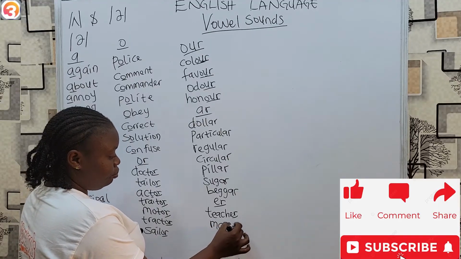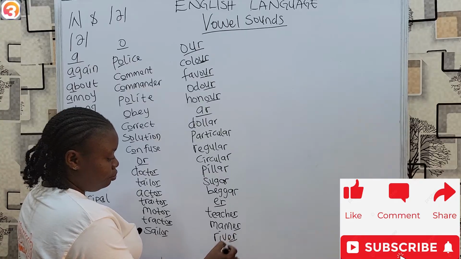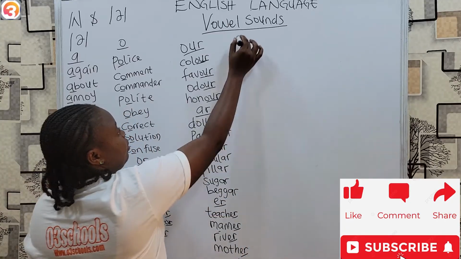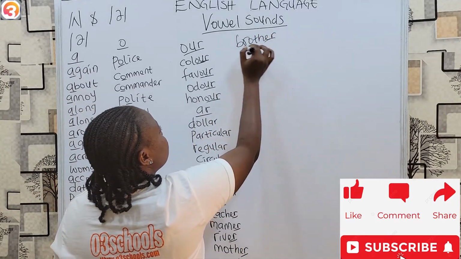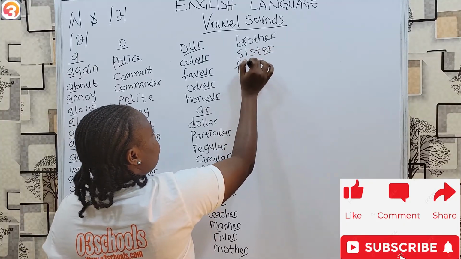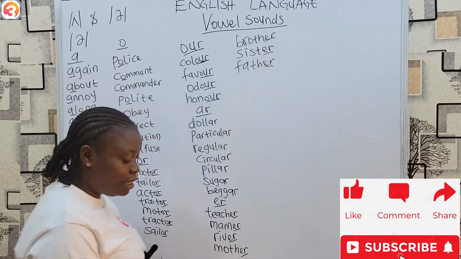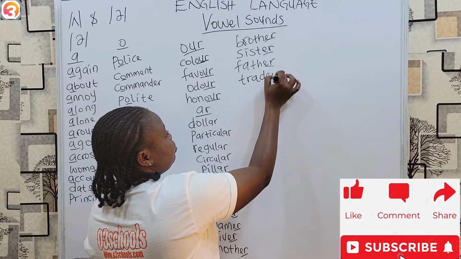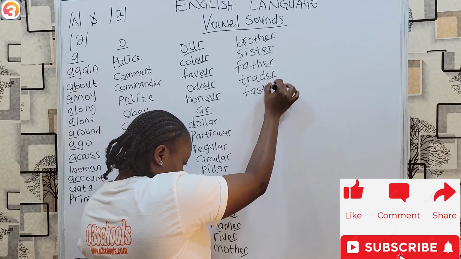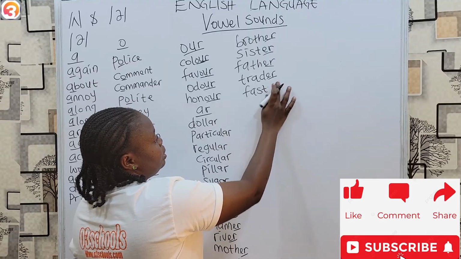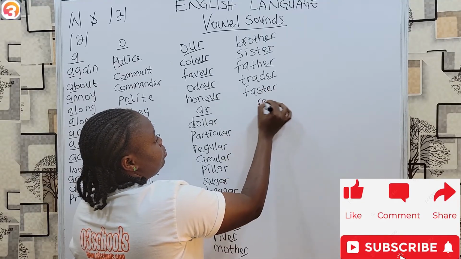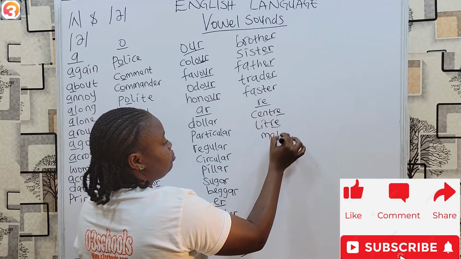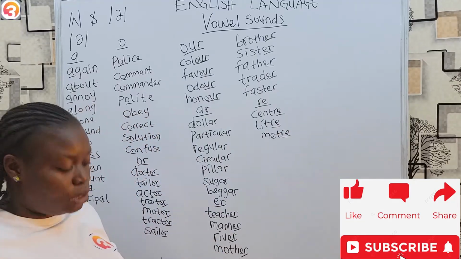manner, river, words like mother, brother, sister, father. Most words ending with ER contain this weak sound, trader, faster. We also have words ending with RE, like center, liter, meter. These words also contain the weak sound.